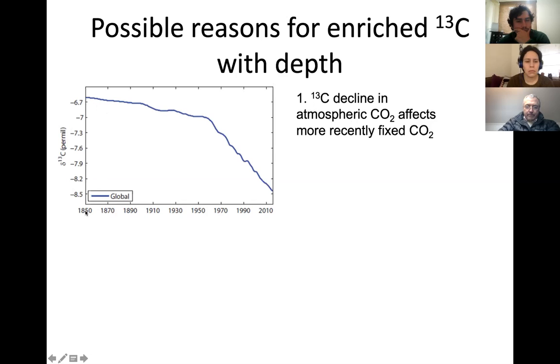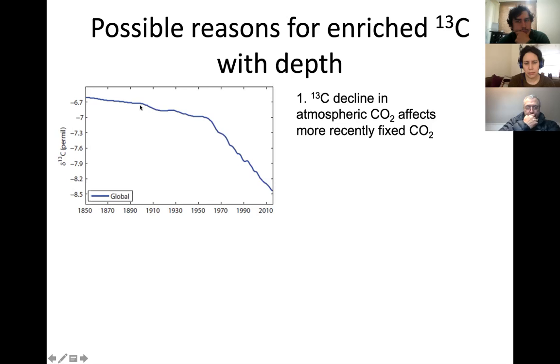This is a plot of delta C13 from the year 1850 up until the present, taken from ice cores and then atmospheric observations for the more recent decades. And what you can see is that the pre-industrial atmosphere was about -6.5 per mil in delta C13. So it's controlled sort of halfway between exchange with the ocean and exchange with the terrestrial biosphere.